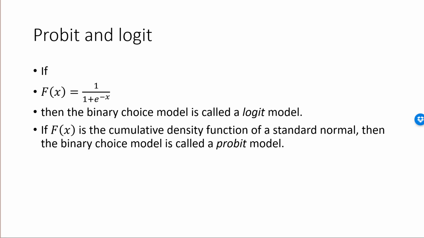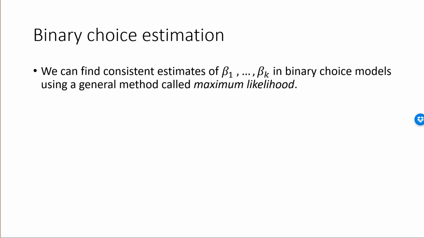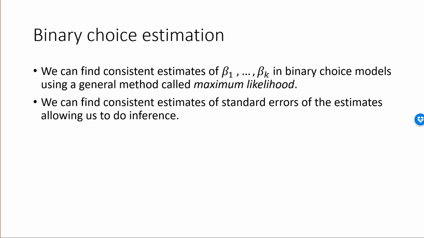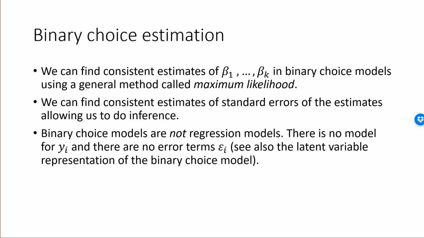So once we have set up a binary choice model, and made our choice for f, probit or logit, we can actually estimate the parameters of this model, the beta parameters. These will be estimated with a very general statistical method called maximum likelihood. Using this method, we can also find consistent estimates of the standard errors, which will allow us to do inference in the model.